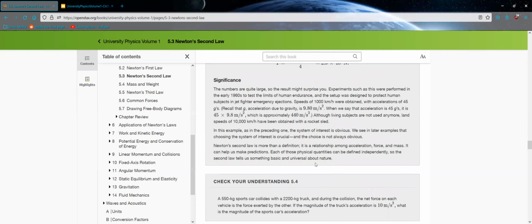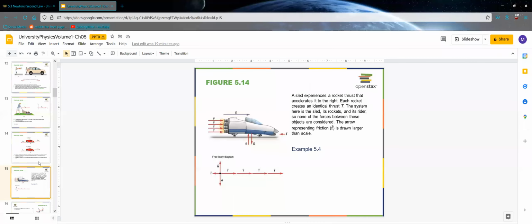Right? It is quite large, yes, as said in the significance, but it's also accurate. I mean, it's a rocket, right? It should be large.